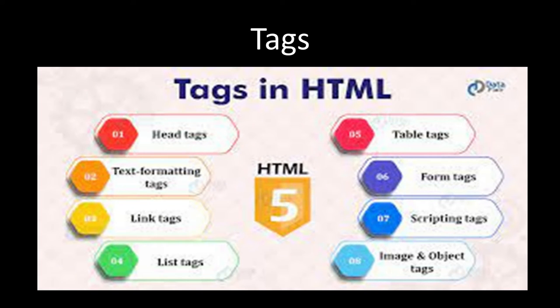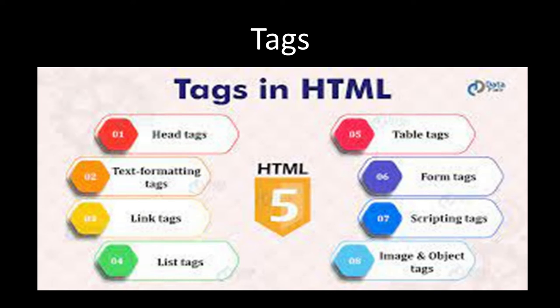Now, tags. So what are tags? Tags in HTML include head tags and text formatting tags. If you want to give a title to your web page, you have to write that text in your head tag. What is a text formatting tag? If you want to format the text, if you want to bold the text or change the color of the text, then we will use this type of tags, that is, text formatting tags.